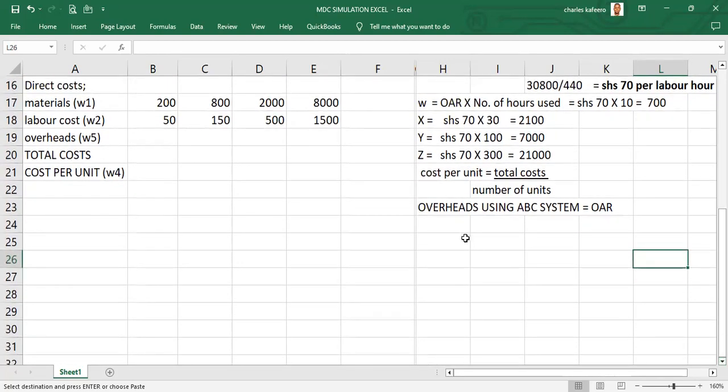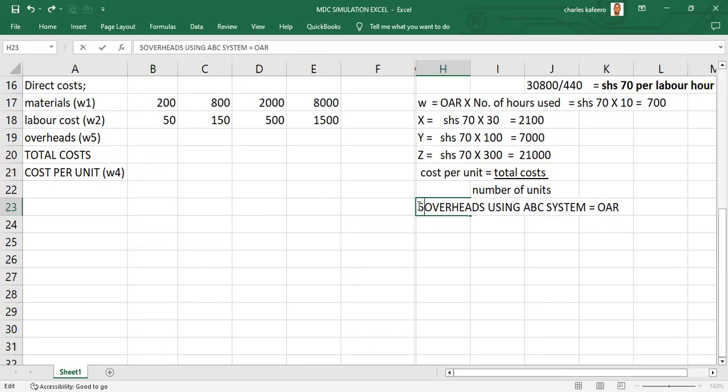What we need to know here is that this is going to be our working 5. I forgot to label that. This is working 5. So this working 5 is the one that is going to help us see what we actually do under the ABC system.